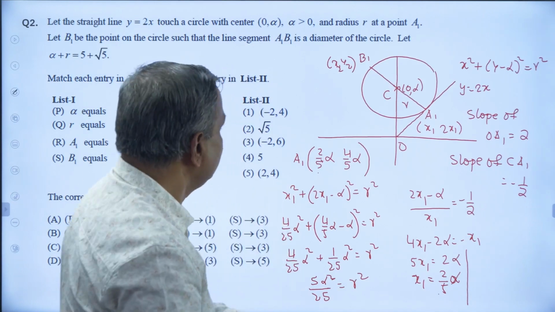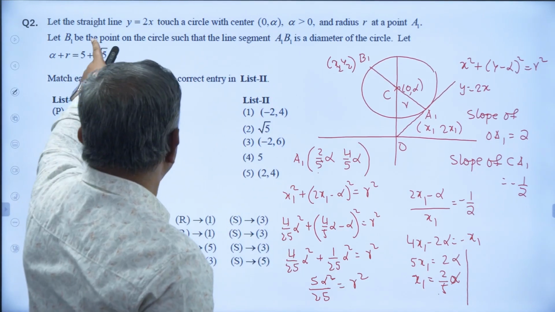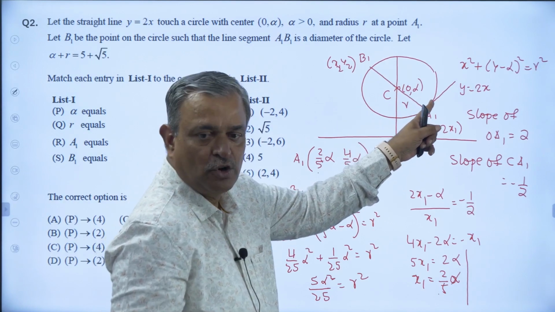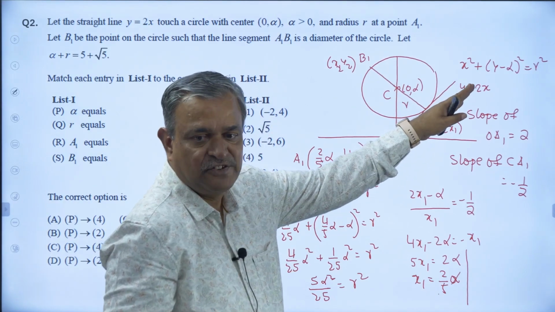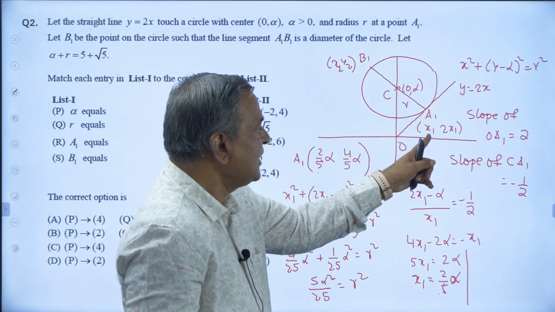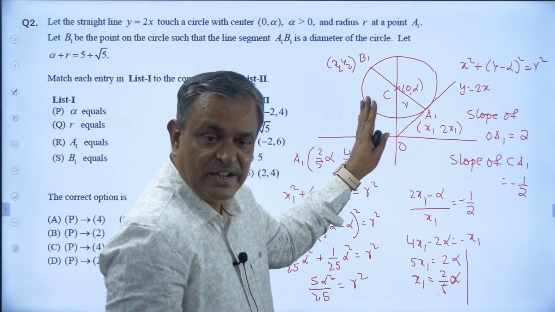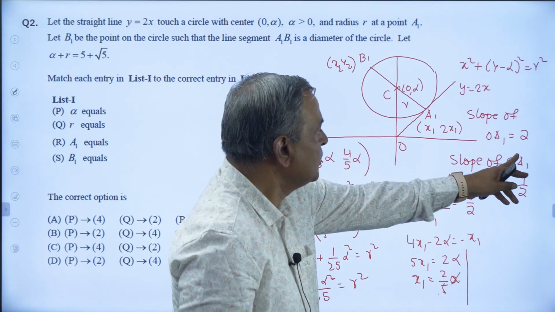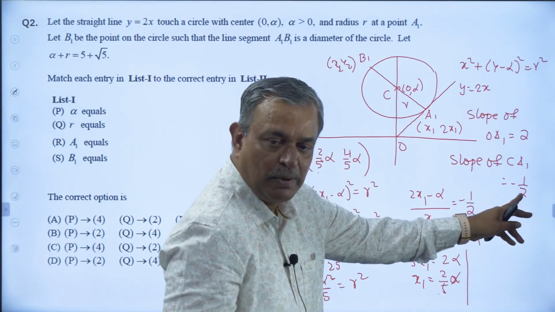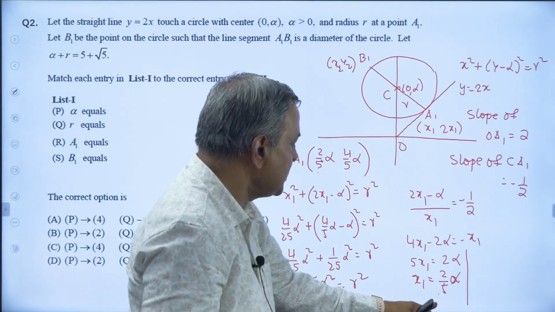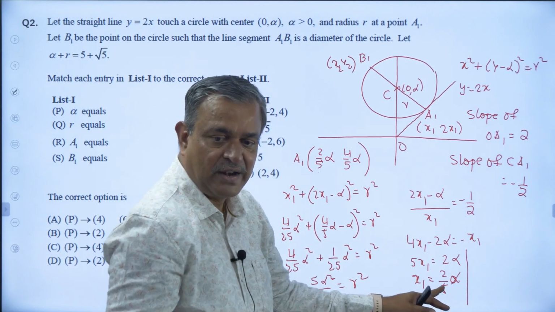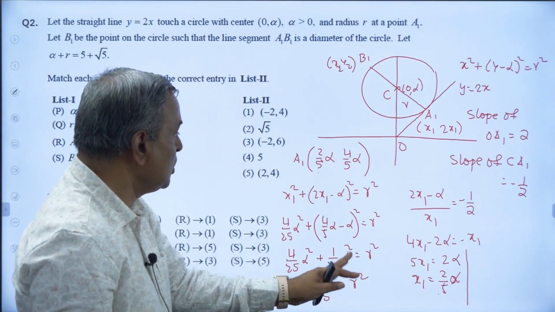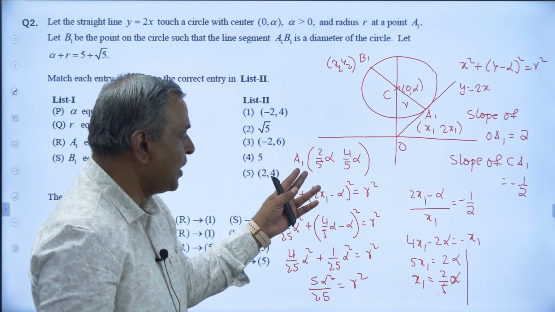I'll explain once again. Read the first sentence: y is equal to 2x touches the circle. You draw the circle with center 0 comma alpha and you draw the tangent to it. So x1 comma 2x1. Without reading the question further, you know the slope of OA1 is 2, so the slope of CA1 will be minus 1 by 2. Immediately you get a relation between x1 and alpha: x1 is equal to 2 by 5 alpha.